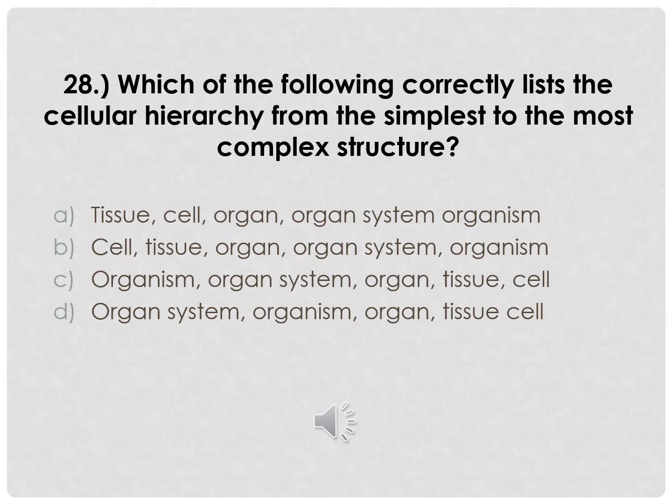Which of the following correctly lists the cellular hierarchy from the simplest to the most complex structure? First, we have to know what the simplest structure is, which is the cell. Option B is the only option here that begins with cell. From there, cells build tissues, which form organs, systems, which are all contained inside the organism. So B is our only viable option.